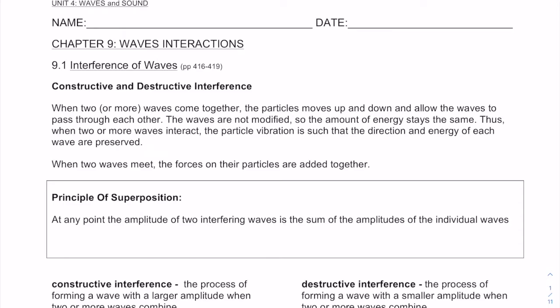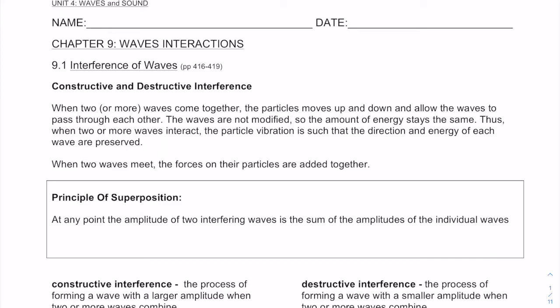Chapter 9, Wave Interactions. Section 9.1, Interference of waves, constructive and destructive interference. When two or more waves come together, the particles move up and down and allow the waves to pass through each other. The waves are not modified, so the amount of energy stays the same.